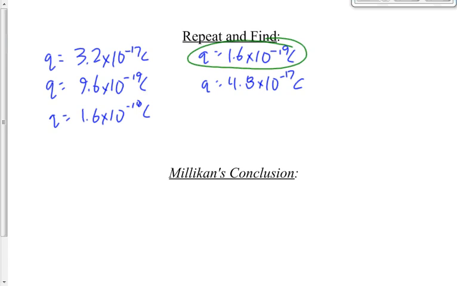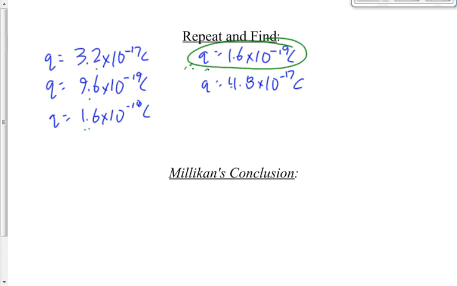They're all multiples of that charge. 1.6, hey, look at this. This is 300 times this. This is 10 times this. This is what? 4 times this. This is 200 times this. They're all whole number multiples of that. So now Millikan concluded 2 things from that.